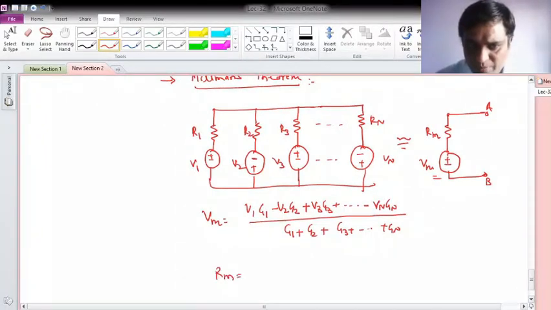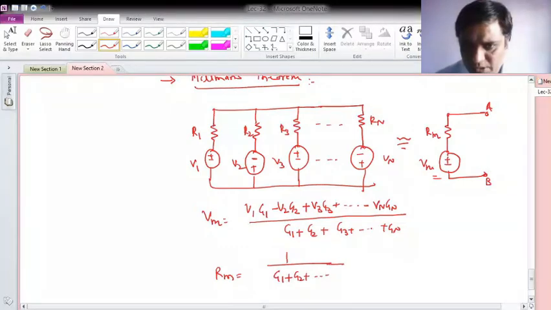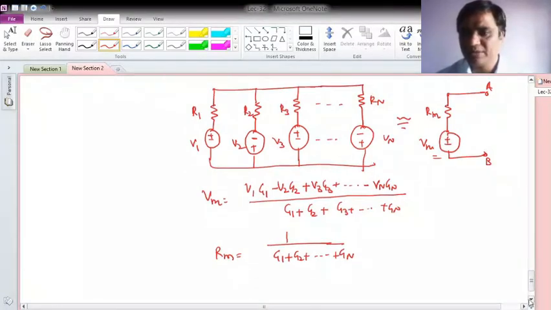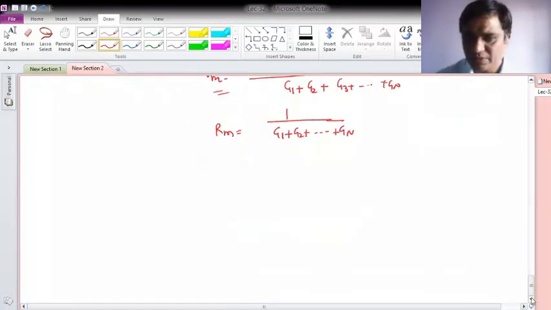Then you can obtain your Rm. Your Rm will be 1 over G1 plus G2 plus G3 plus Gn. This is basically Millman's theorem. What it says is, if I have n Thevenin's equivalents in parallel form, they can be simply replaced by a single Thevenin's equivalent with Vm and Rm. Vm can be obtained using V1 G1 minus V2 G2 and so on, divided by G1 plus G2 plus Gn, and Rm can be evaluated as 1 over G1 plus G2 plus Gn. To illustrate that, let me take one quick example.